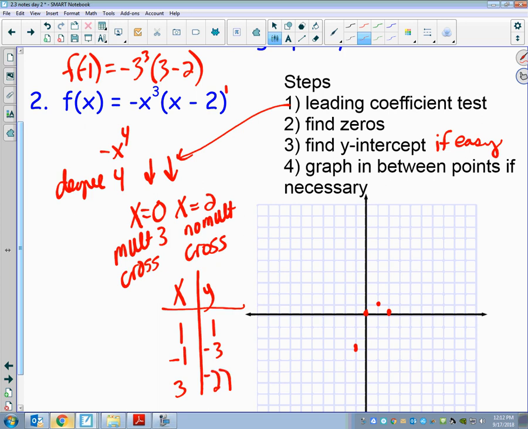So think about, because at 2 it has no multiplicity, it's just pretty much going straight down. But because at 0 it has a multiplicity of 3, I know that it should do that little curve like we saw in the graph. So I'm going to make this kind of come up and go like that. And that's a pretty good graph.